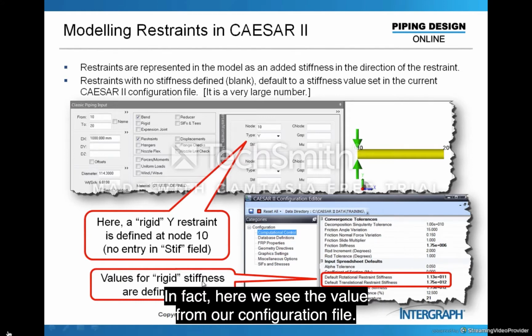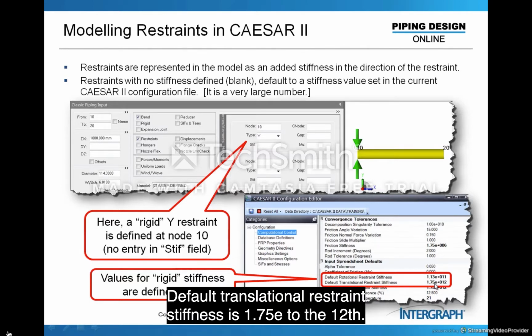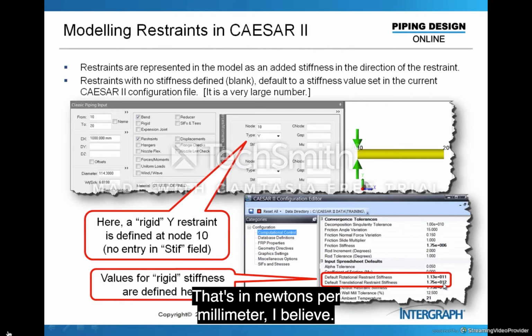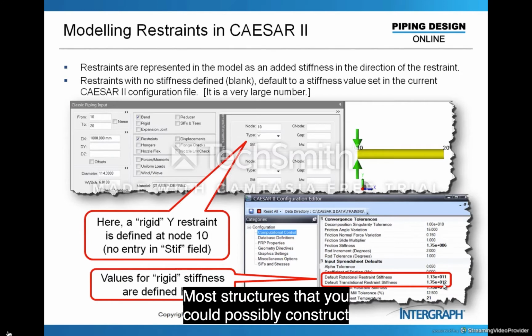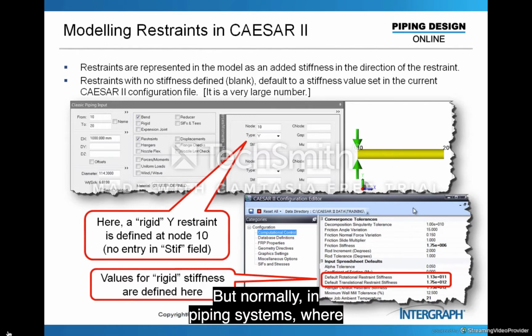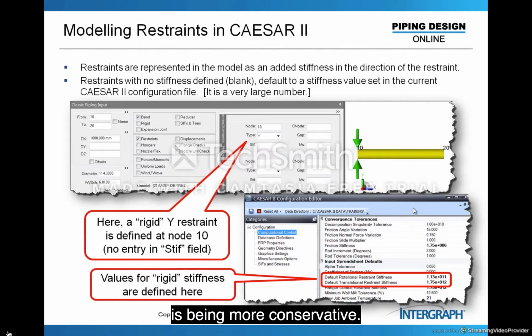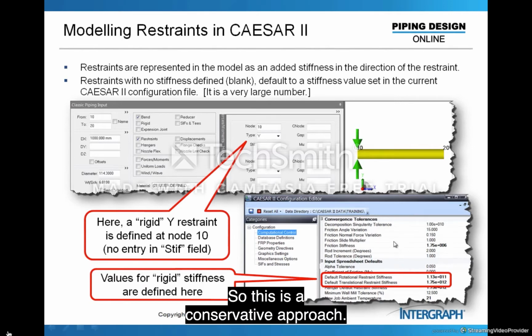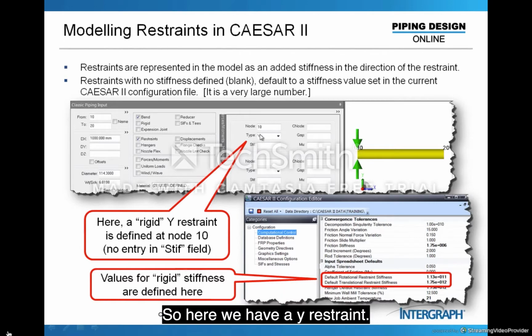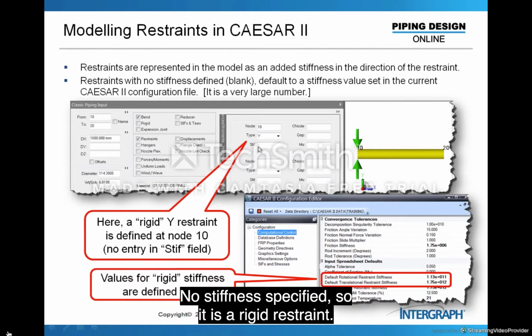In fact, here we see the value from our configuration file. Default translational restraint stiffness is 1.75 e to the 12th. That's in newtons per millimeter, I believe, and that is very, very stiff. Most structures that you could possibly construct will have a stiffness smaller than that, but normally in piping systems where strain is a major concern, being stiffer is being more conservative. That's not always true in all situations, but in terms of thermal analysis, yes, being stiffer is more conservative. So this is a conservative approach. So here we have a Y restraint, no stiffness specified, so it is a rigid restraint.